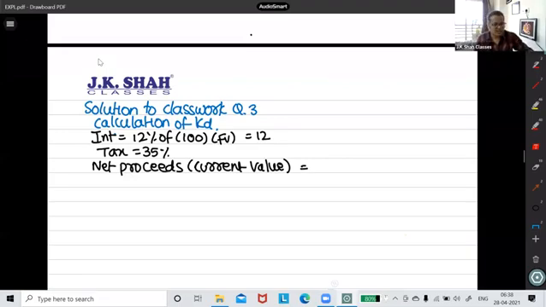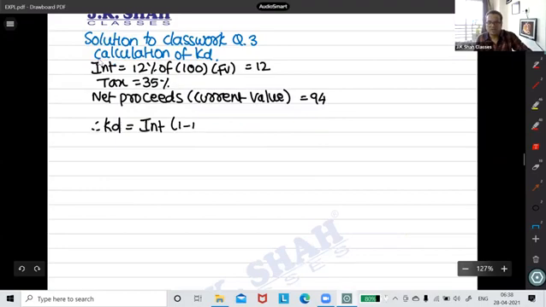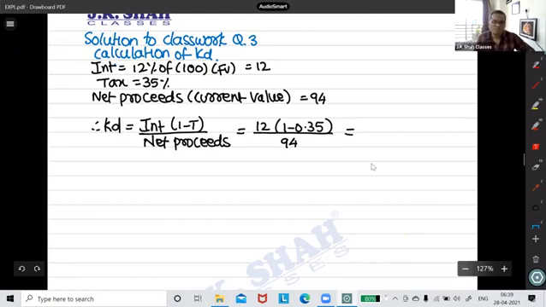Therefore, KD is equal to interest times (1 minus T) upon net proceeds. Tax rate is 35%, so 1 minus 0.35. And the net proceeds are 94. You can write your answer in the chat box. Absolutely. Guys, round it off to 2 digits.